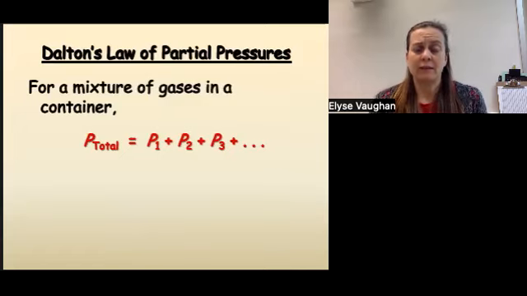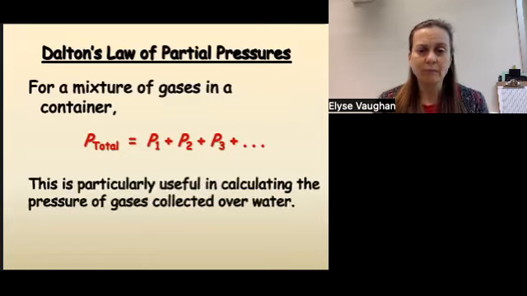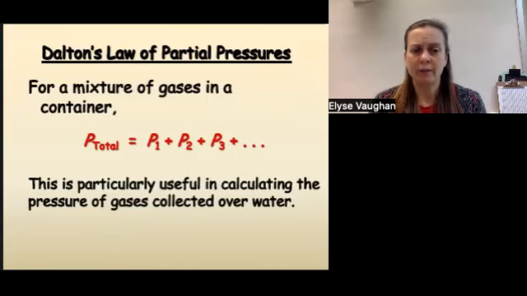And that just makes sense. If you think about the kinetic molecular theory and the definition of pressure, this is totally logical. The gas molecules of each gas exert pressure on the container walls independently of each other. And so the total pressure is the sum of the pressures exerted by each gas. And we use this most often in chemistry when we're calculating the pressure of gases collected over water.